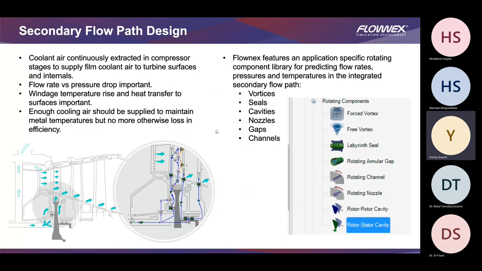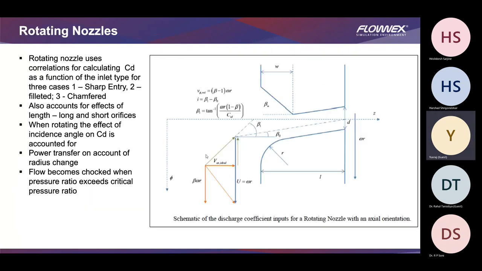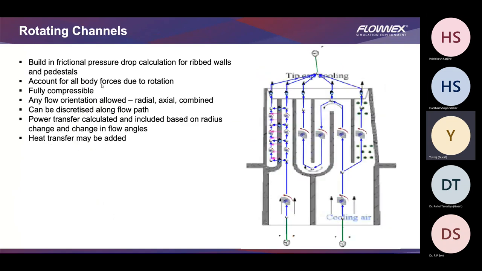You can also design the secondary flow path, where you'll have some rotating components. You can use forced vortex, free vortex, labyrinth seal, rotating annular gap, and rotating channel if you have any rotating components. For example, if you have a rotating duct, you can use the rotating channel, as well as the rotating nozzle, to model generators. You can use the rotor cavity as well as the rotor-stator cavity. For the gap between the rotor and the stator, you can use the rotor annular gap as well as the labyrinth seal. If there is any forced vortex or free vortex flow, you can use these elements. These are the descriptions of various rotating components.